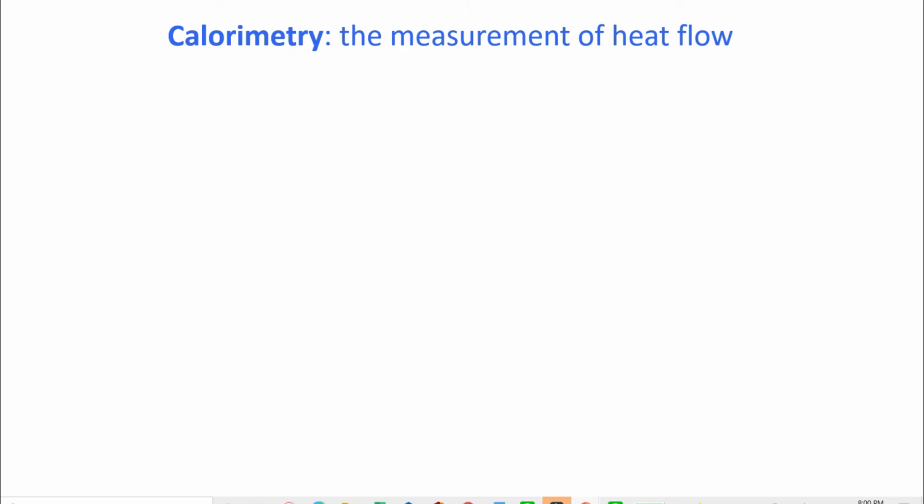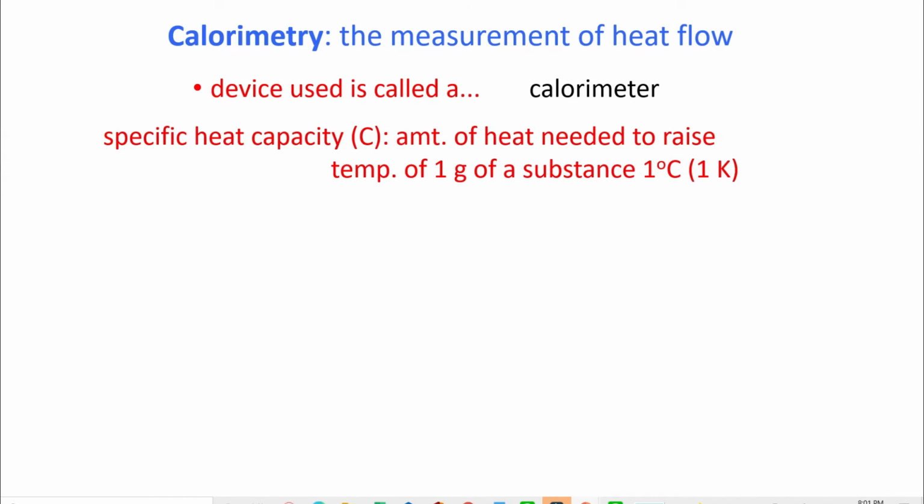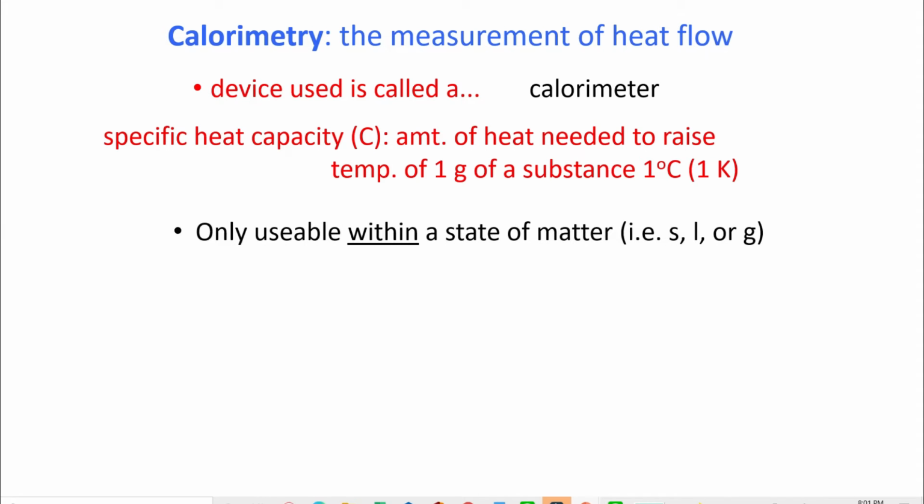Calorimetry, the measure of heat energy. A device that's used to measure it is called a calorimeter. Specific heat capacity is the amount of heat needed to raise the temperature of 1 gram of a substance 1 degree Celsius, or 1 degree Kelvin. The same thing. Be careful, sometimes specific heat is per 1 kilogram instead of 1 gram. Be aware of your units. This is only usable within a state of matter, liquid, gas, or solid.